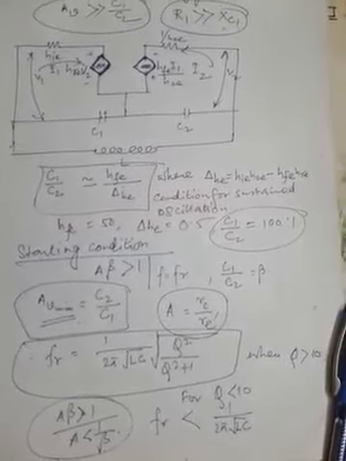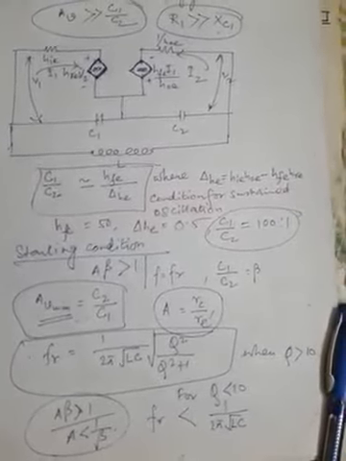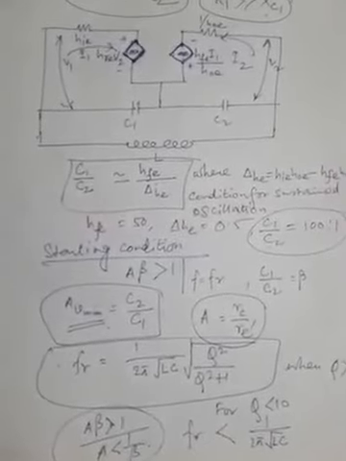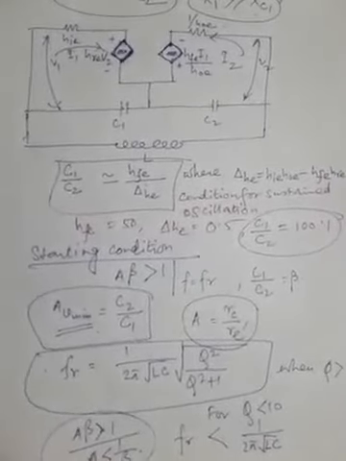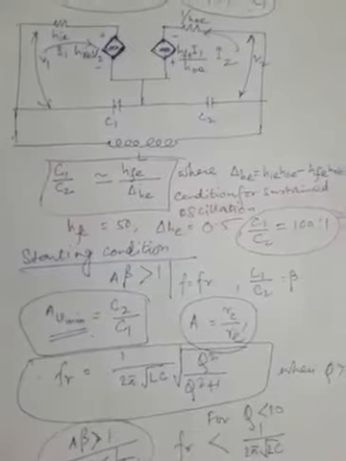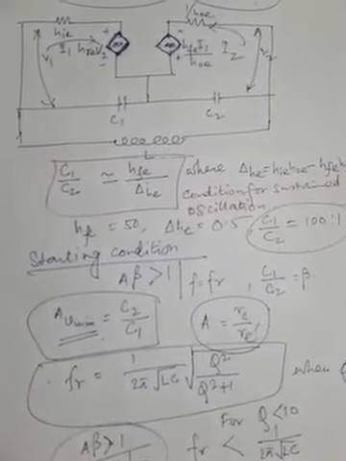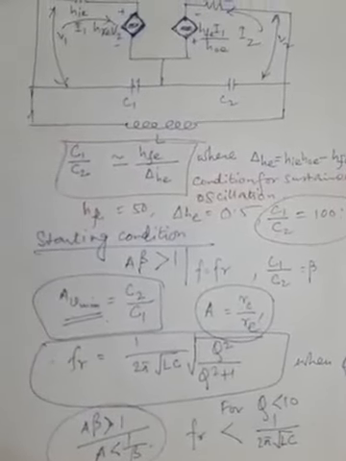Therefore, Colpitts oscillators are commonly used to generate fixed frequency signals, and variation of frequency in the case of a Colpitts oscillator is generally avoided because of this. So this is all about the discussion regarding the Colpitts oscillator. We will next discuss Hartley's oscillator in the next lecture. Thank you.